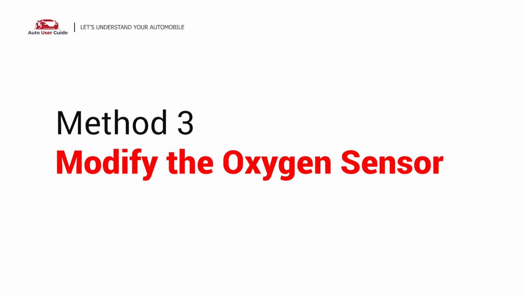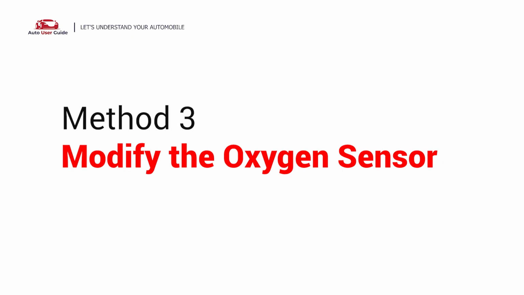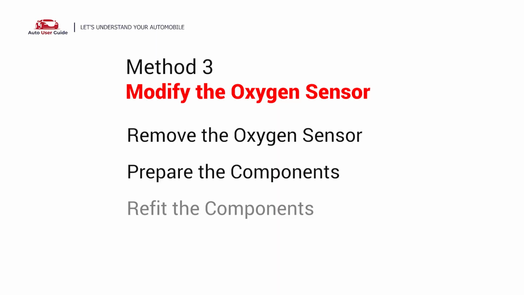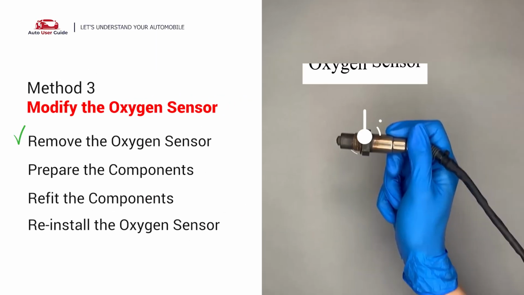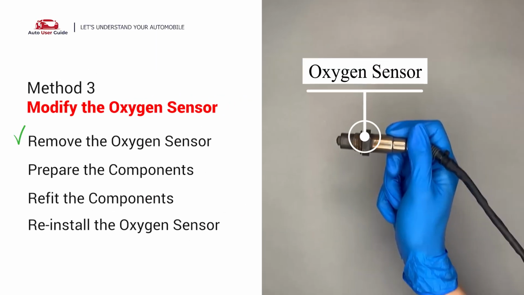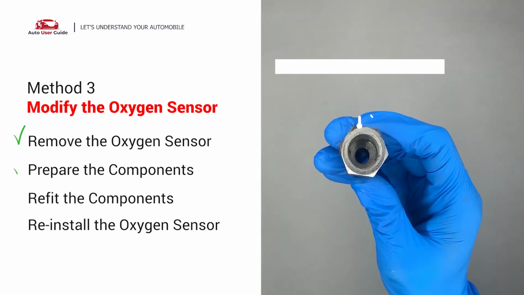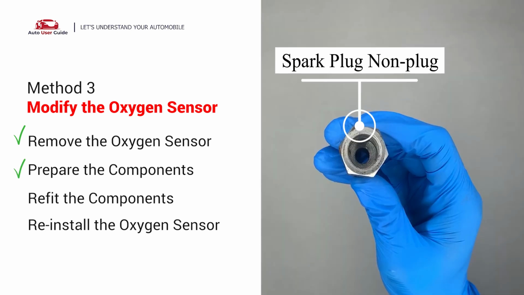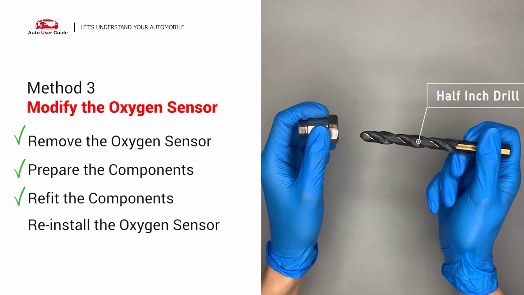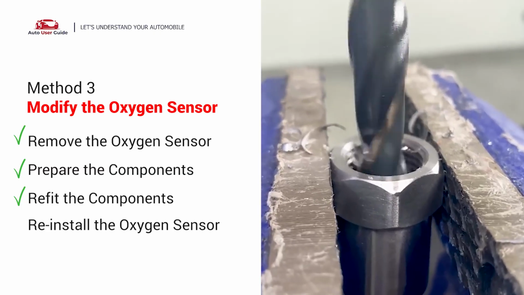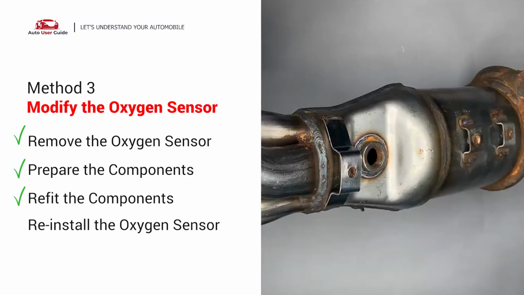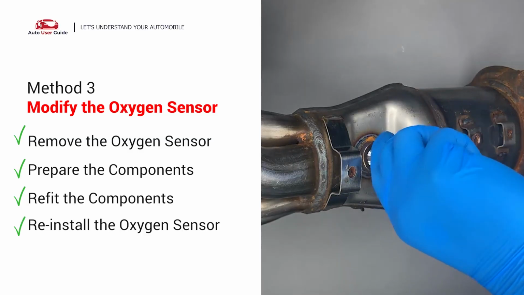Modify the oxygen sensor. You can remove the oxygen sensor from the converter by putting extra space between the sensor and the converter. And now get the spark plug non-fouler, which has enough space to fit onto the oxygen sensor, and then use a 1/2-inch drill to refit it. By doing this, put them together and put back on the catalytic converter.